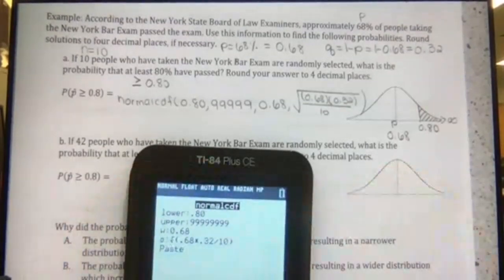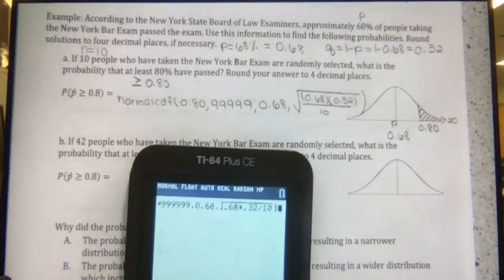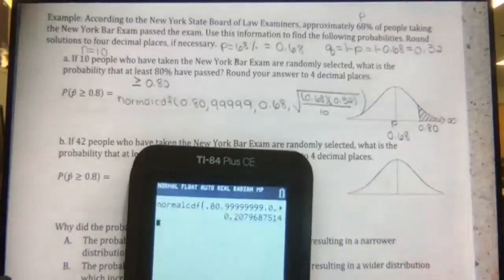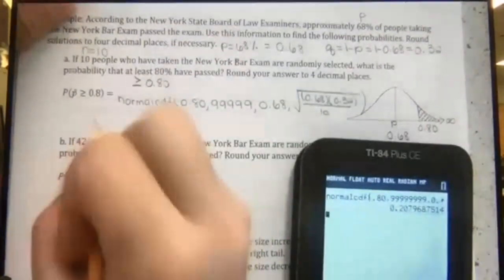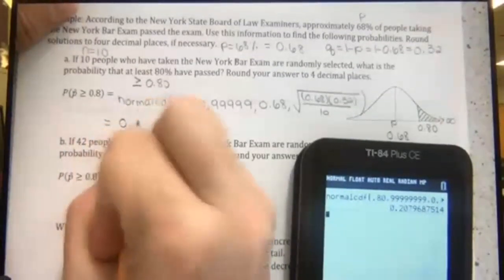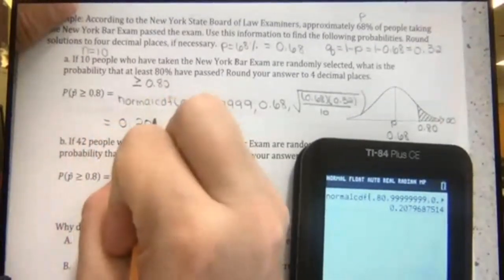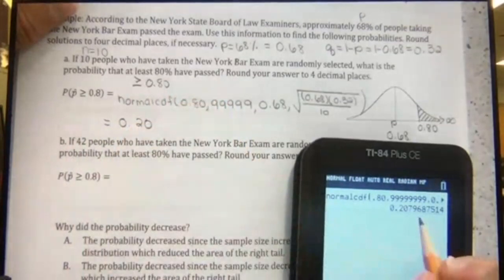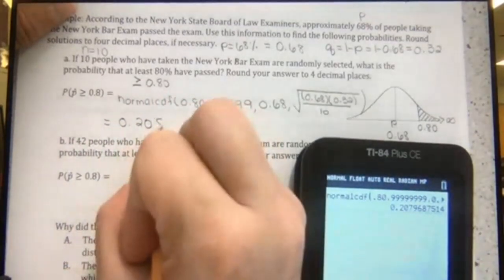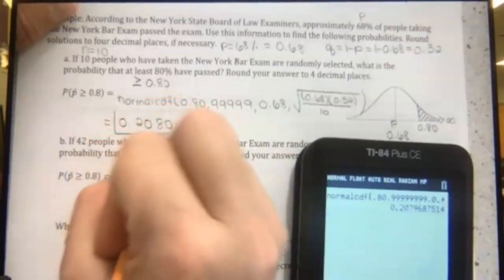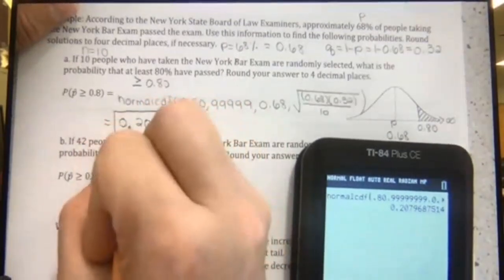And our standard deviation is the square root of 0.68 times 0.32 divided by 10. Pressing paste, it should all look the same as how it's written. Pressing enter will tell us our answer. And we get our answer, rounding to 4 decimal places, of 0.20796. It's going to round up, so 79 is going to round up to 80. So 0.2080.